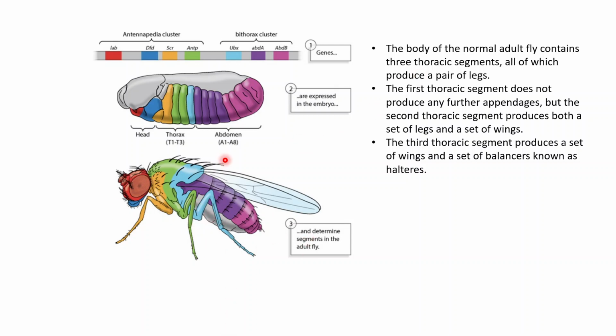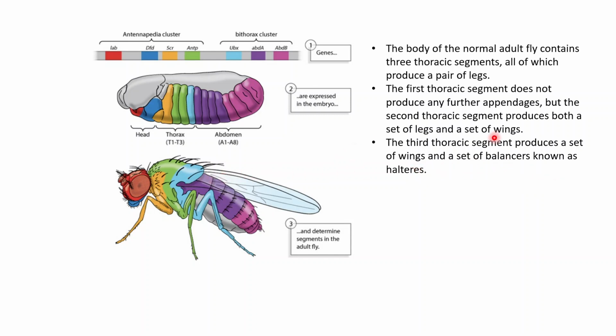So the body of a normal adult fly contains 3 thoracic segments, all of which produce a pair of legs. The first thoracic segment does not produce any further appendages, but the second thoracic segment produces both a set of legs and a set of wings. The third thoracic segment produces a set of wings and a set of balancers known as halteres.